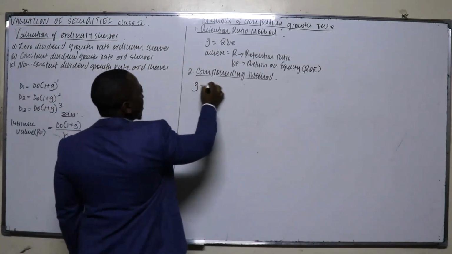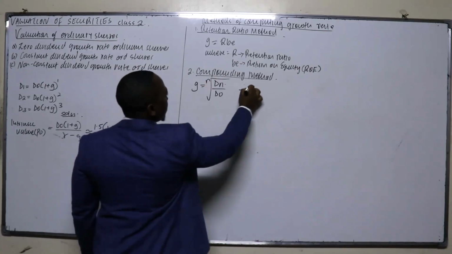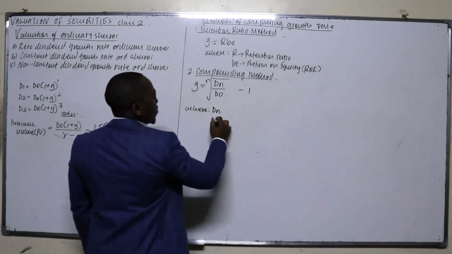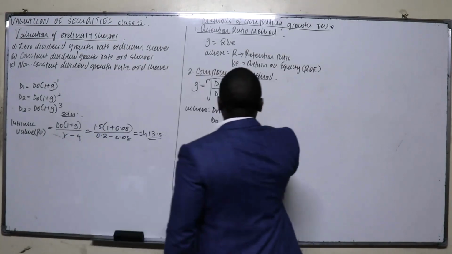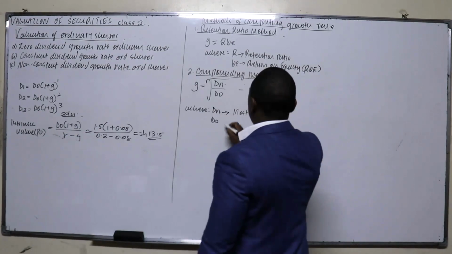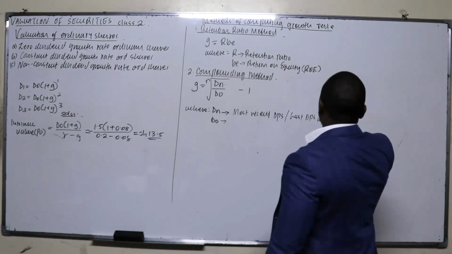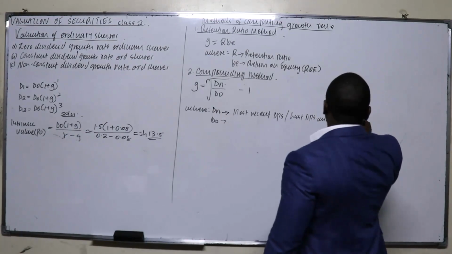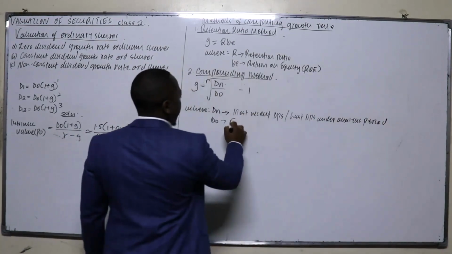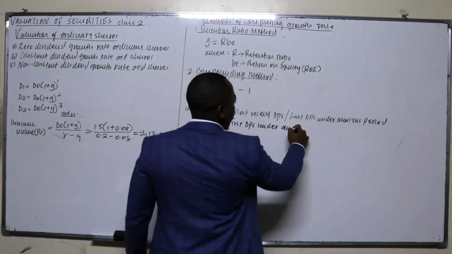To determine the growth rate, you'll take Dn over D0, n root, minus 1, where Dn represents our most recent dividend per share, the last dividend per share in the analysis period, and D0 is the first dividend per share under the analysis period.